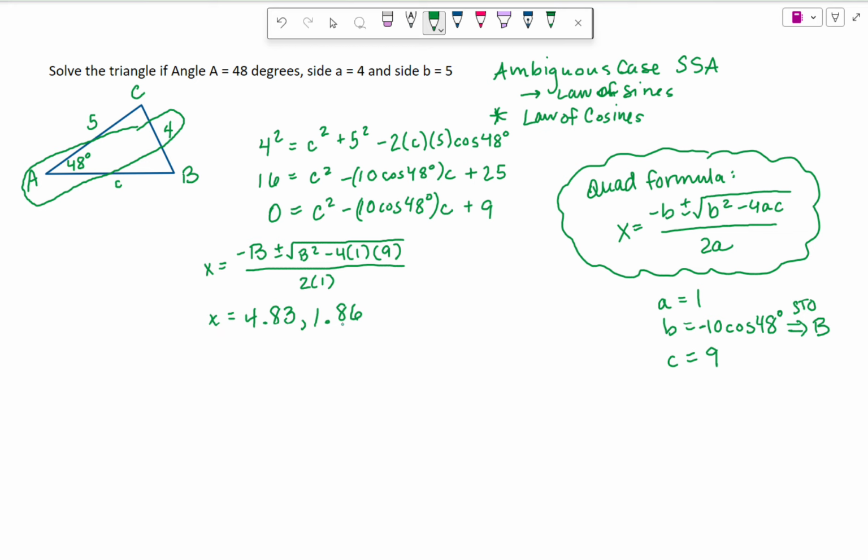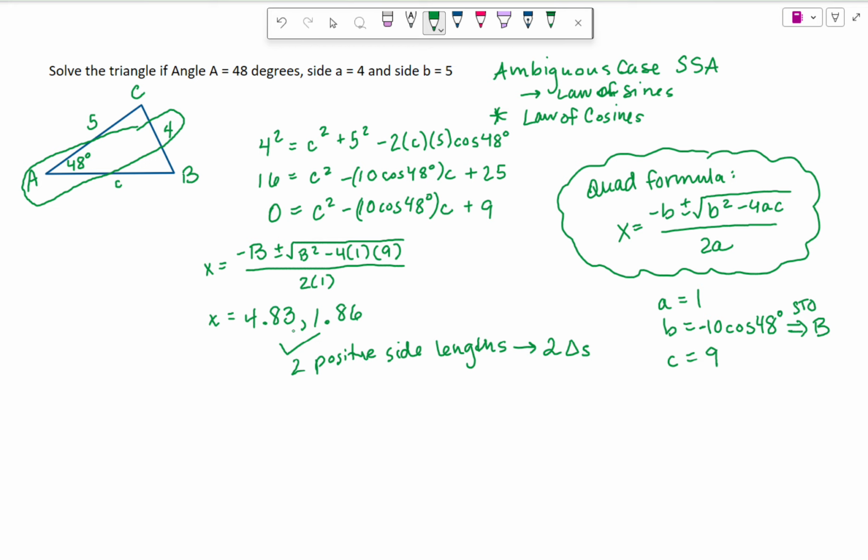I got 2 positive side lengths. That means there's 2 triangles. Okay, and I already know side C for both of those triangles. So I'm 90% of the way there. If there was one triangle, then one of these numbers would be positive and the other number would be negative. So you can't have a negative side length, and so you know that there's only one triangle.